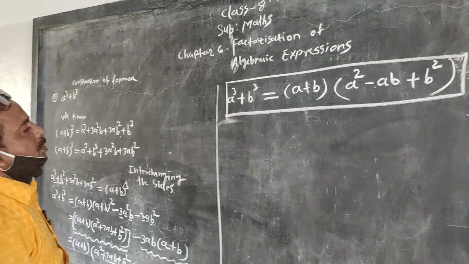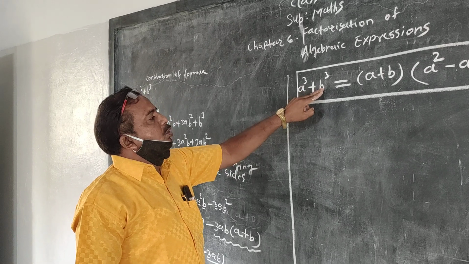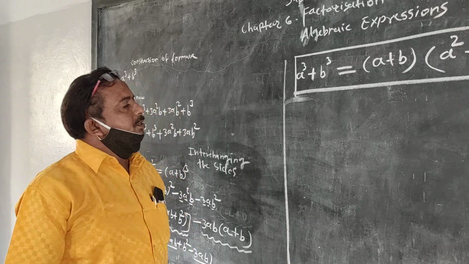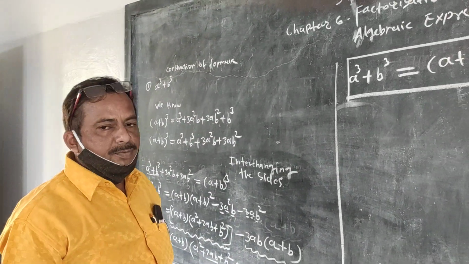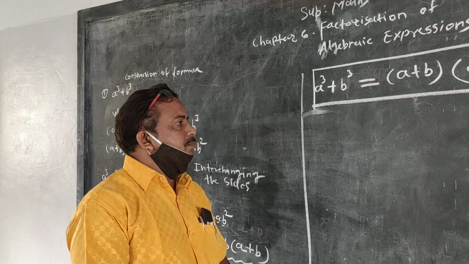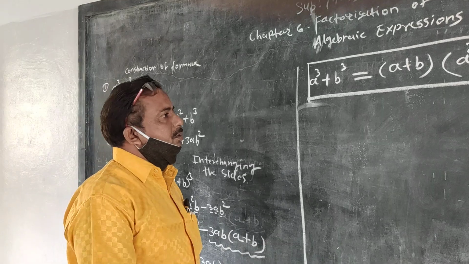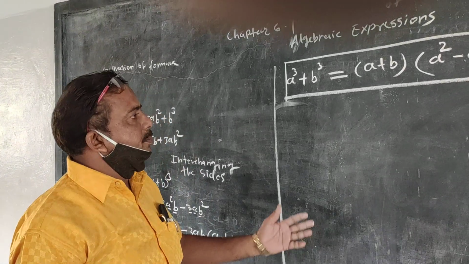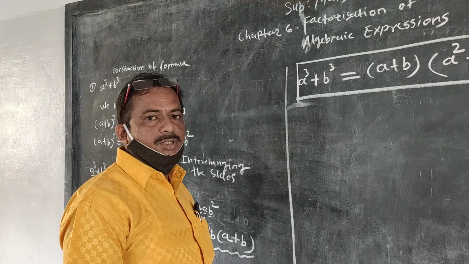In this way we can construct the other formula, a cube minus b cube, using the previous formula. In this way we can construct many types of formulae. Whenever we forget some formula in the exam, we construct the formula at that time and solve the problems. So homework for you, I will give an example using this formula. Students, you have to solve this example at home.